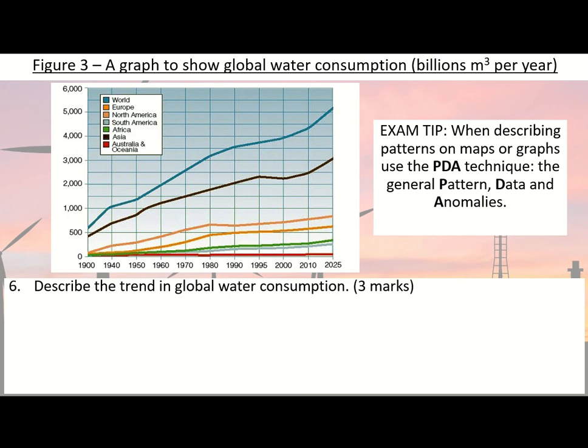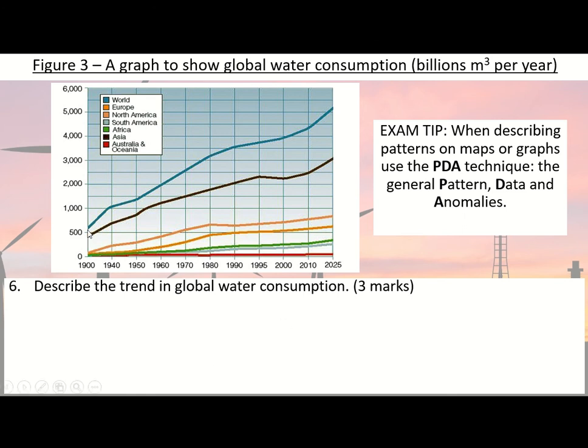Oh, sorry, I said maps, I meant graphs. So here we go, here's a graph. If you're expecting a map, I'm sorry. This graph shows global water consumption. Each line represents a different area of the Earth. The blue line, the top one, represents the world, so that is global water consumption.